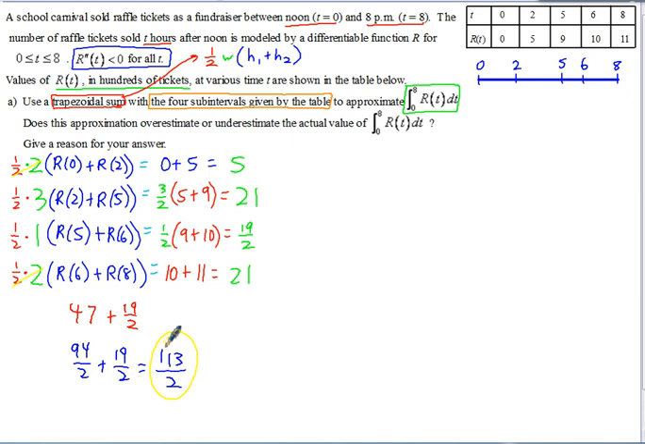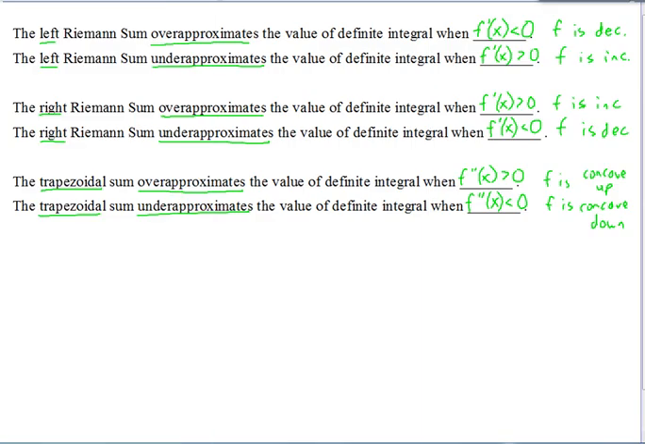And now it says, does this approximation overestimate or underestimate the actual value of this? Give a reason for your answer, in other words, justify. So we use the trapezoidal method. Remember, we just figured out the trapezoidal method depends on the second derivative, whether the graph is concave up or concave down.